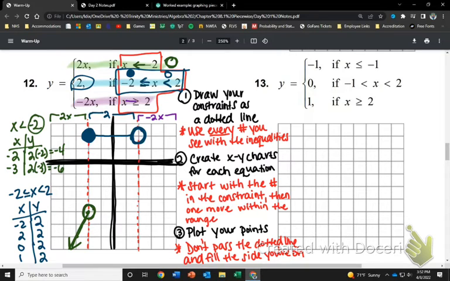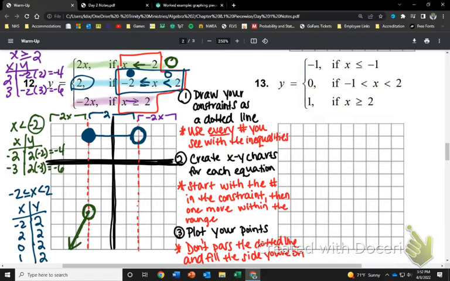So I'm going to create my little XY chart. I'm sort of running out of room, so I am going to put it above the 12. So it'll be x is greater than or equal to 2. Again, I'm adding that constraint to help me figure out my numbers that I fill in for the x values. So it's going to be a 2, and then a number that's bigger than 2 would be 3. So this would be -2 times 2, which is -4, and then -2 times 3, which is -6.